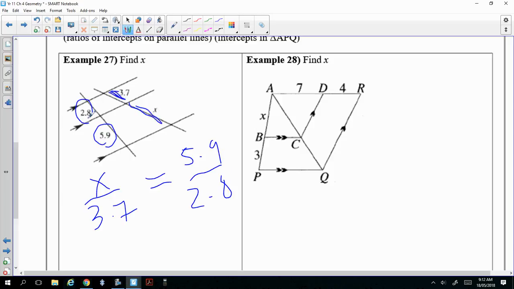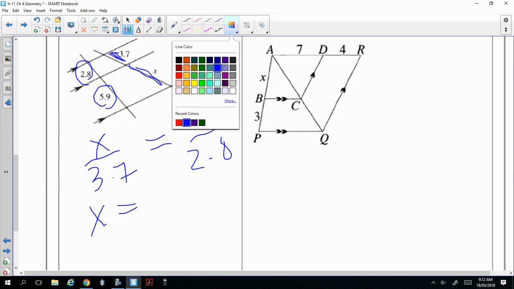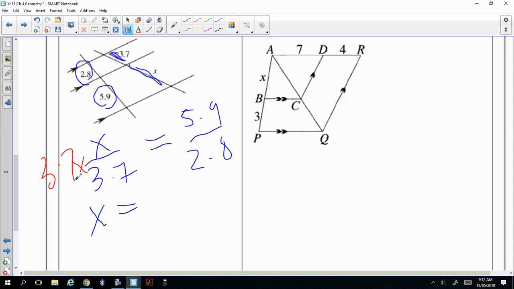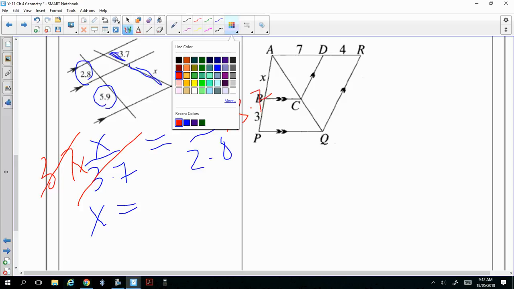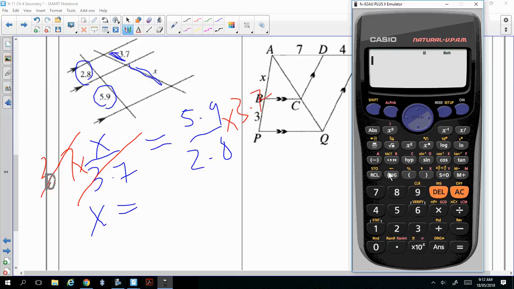Now, why do I do x first? Because x is the unknown. It's better to put the unknown on the top, because once you have it on the top, finding it is easy: all you have to do is multiply both sides by 3.7. So you use your calculator, 5.9 over 2.8, you'll get some decimal places, times by 3.7, which is 7.79. How many decimal places does it say? So you just round to 2 decimal places, so 7.80.